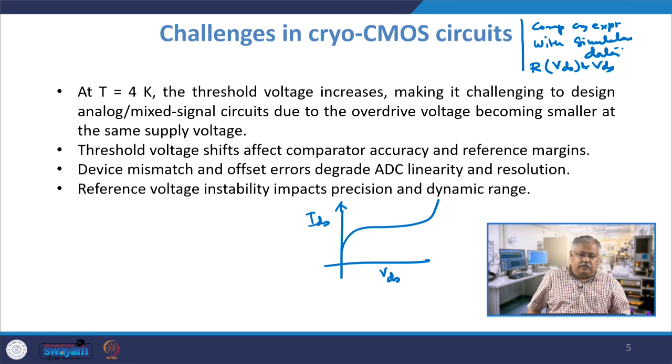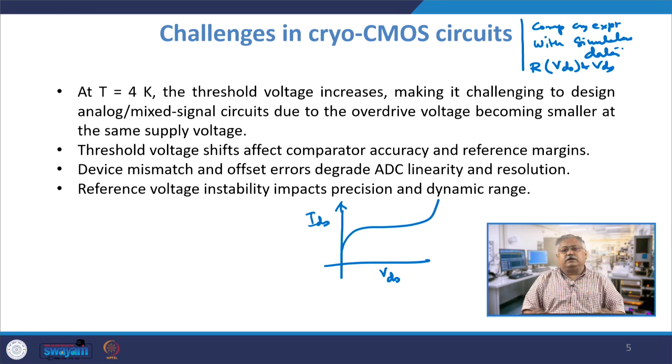I will explain what I mean by that. Let us suppose your threshold voltage was initially 0.5, but it has now reduced to 0.2. This means that when the input signal is rising, earlier the device turned on when the input signal crossed 0.5, right. Now the current is rising even at 0.2. So the level at which the current starts to flow in a device changes because of cryo, and that affects the switching threshold or the comparator accuracy. That introduces a sort of offset also.